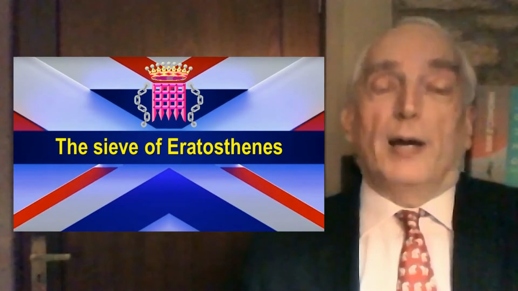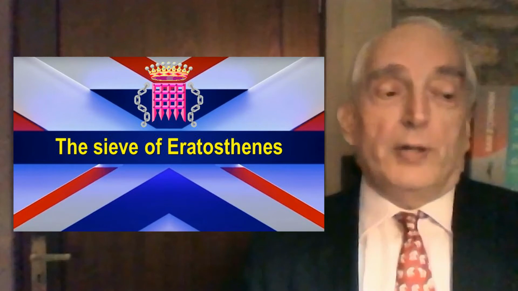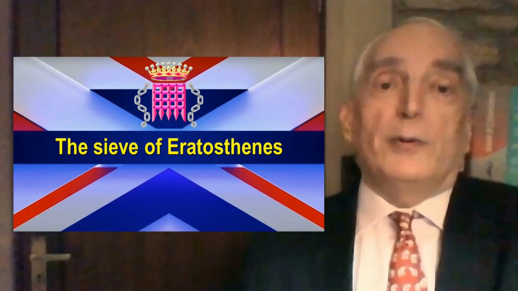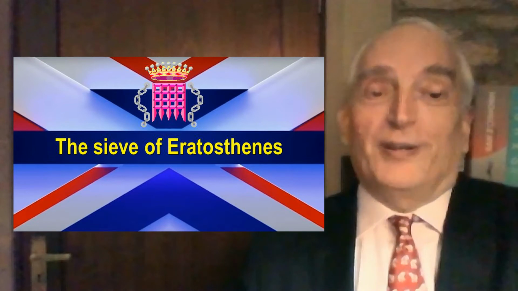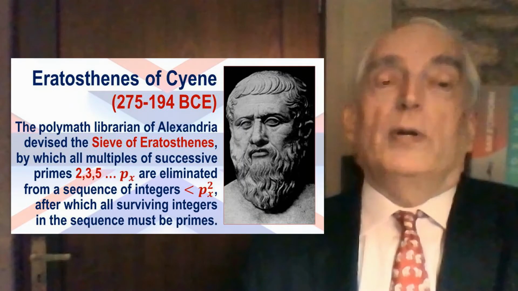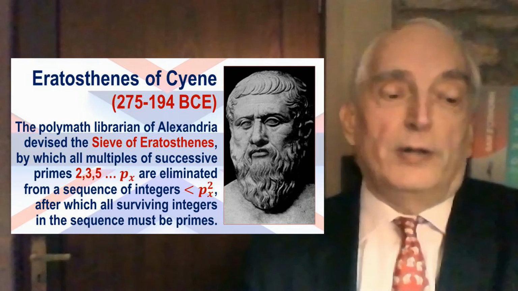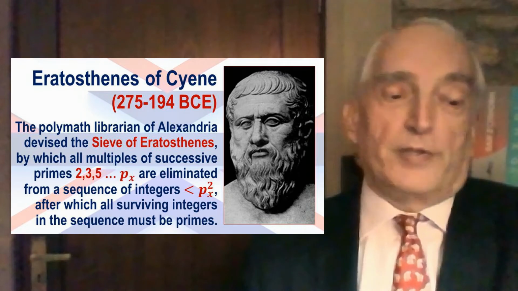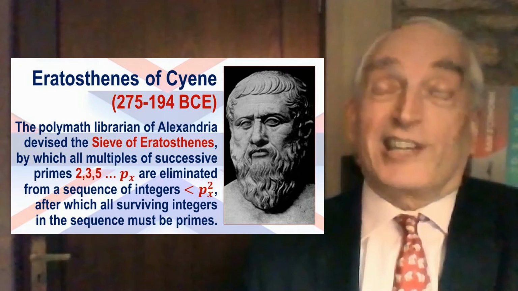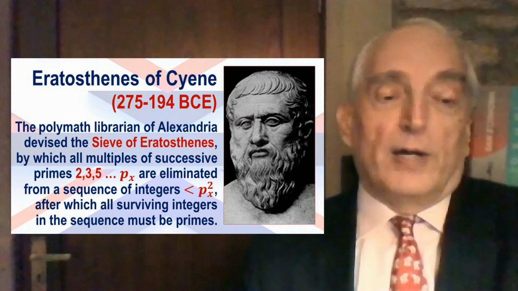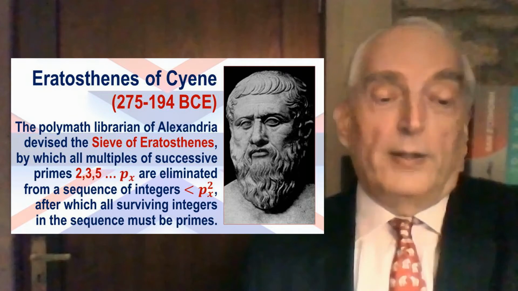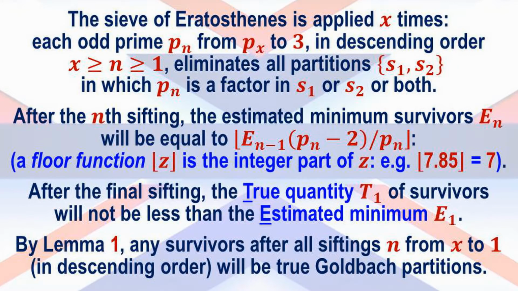Now we're going to apply what we've learnt during the reference frame stage to the integers using the sieve of Eratosthenes, a classical technique. Eratosthenes of Syene, from 275 to 194 BCE, was the polymath librarian of Alexandria. He devised the eponymous sieve by which all multiples of successive primes up to px are eliminated from a sequence of integers that is less than px squared, after which all surviving integers, by lemma 1, in that sequence must be primes. Now the sieve of Eratosthenes is applied x times.